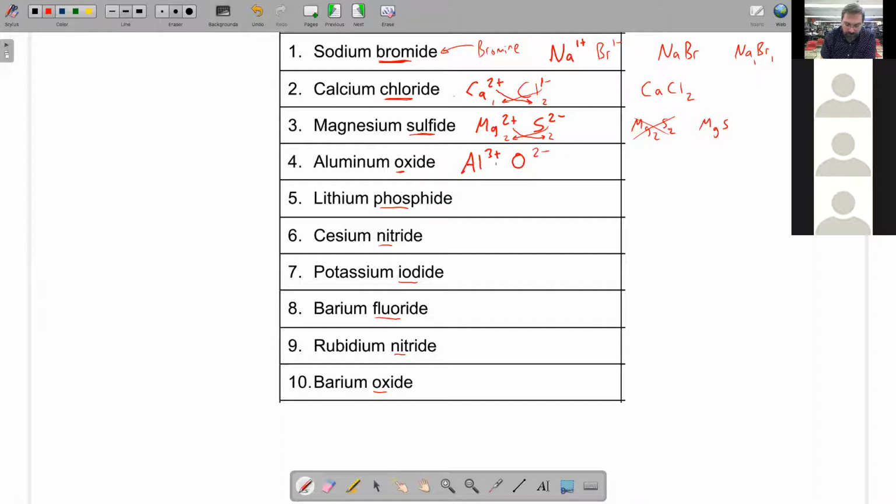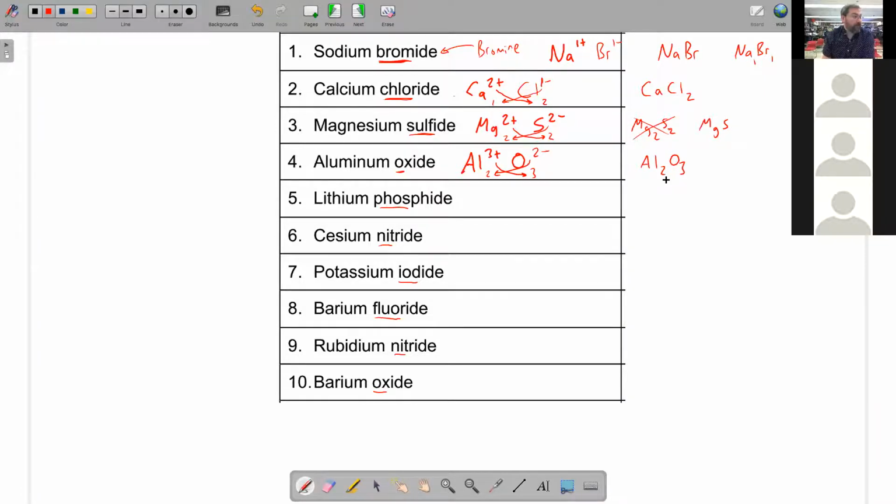But for this one, the smart way to do it is with that cross-down method. If the charge for aluminum is 3, you're going to have 3 oxygens. If the charge for oxygen is 2, you're going to have 2 aluminums. So the formula comes out to be Al2O3.